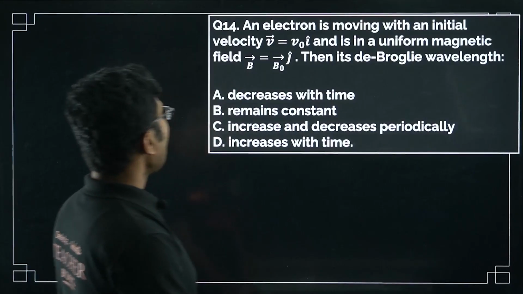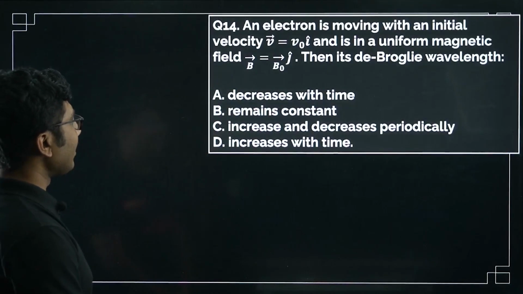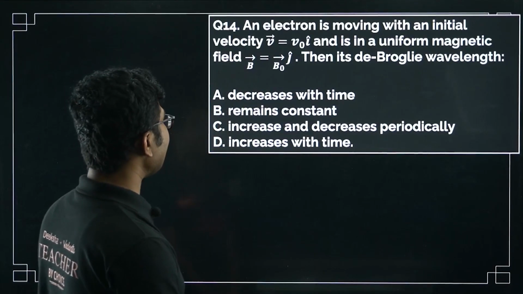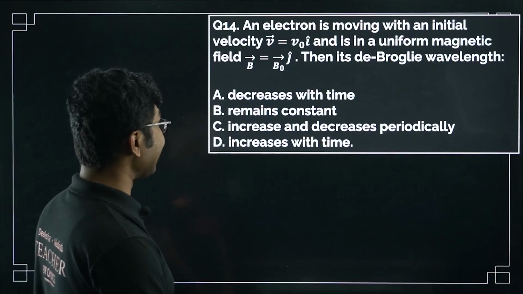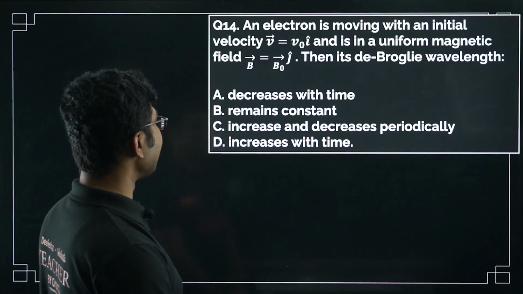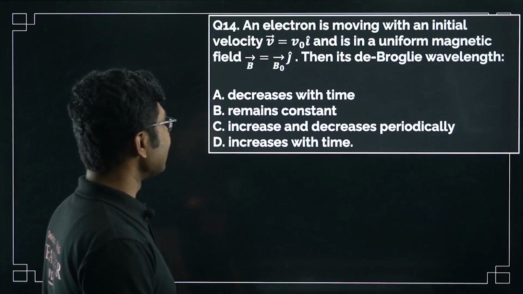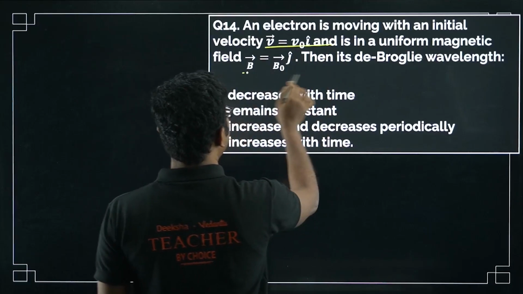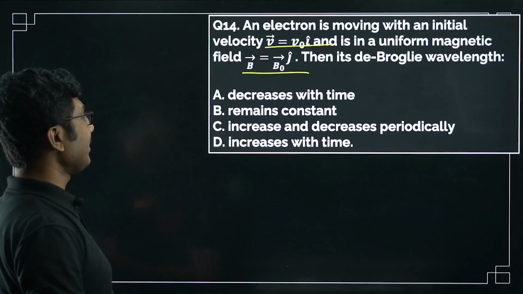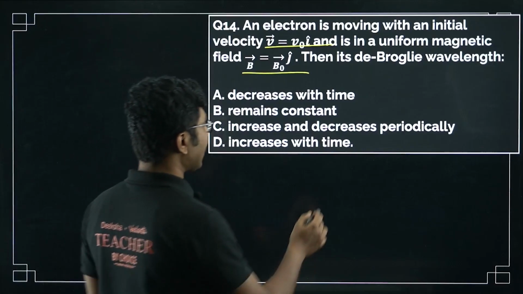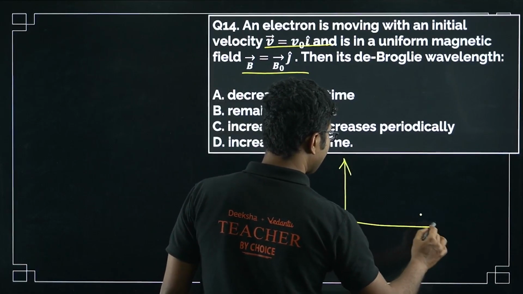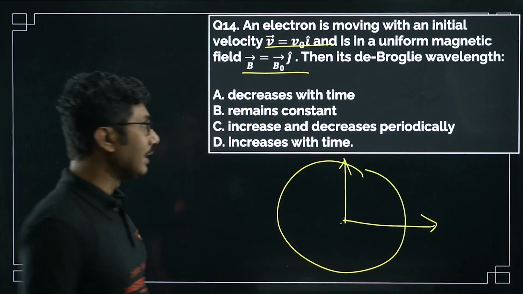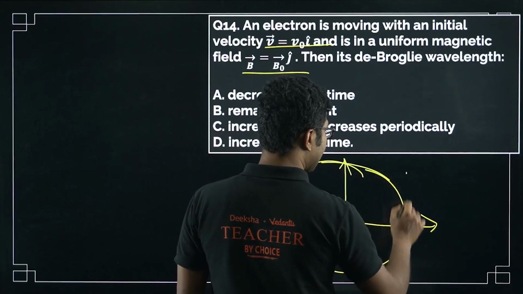Now next question. An electron is moving with an initial velocity v equals v naught i cap, and in a uniform magnetic field B is equal to B naught j cap. Then its de Broglie wavelength decreases with time, remains constant, increases and decreases periodically, increases with time. Let's see. So v and j are not in the same direction, they are in the perpendicular direction. So in the perpendicular direction means the particle will rotate with the constant velocity in a circle. Okay, a particle will rotate with a constant velocity in a circle, right? That is the condition. Lorentz force.